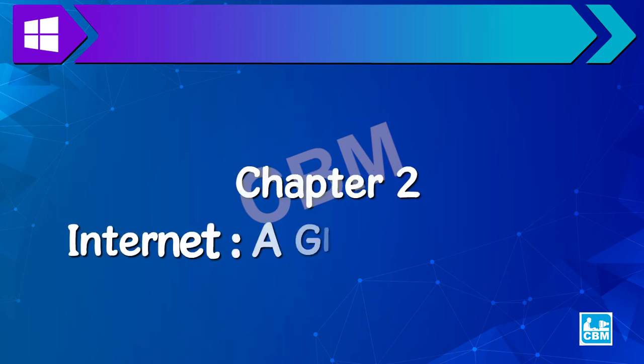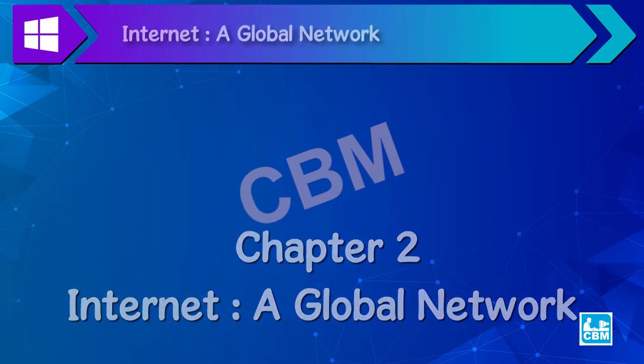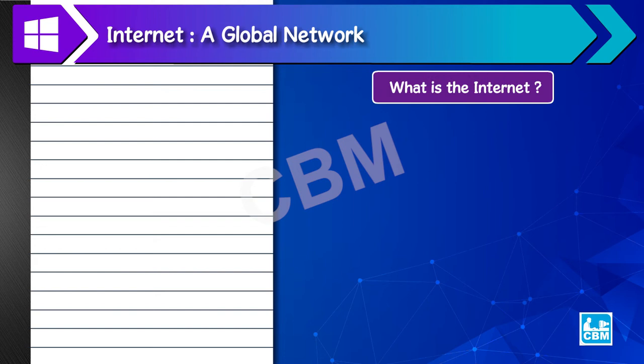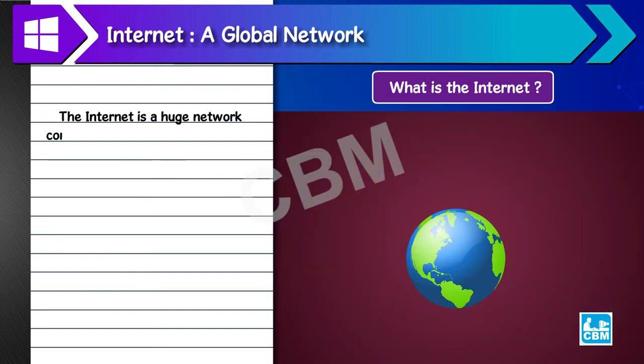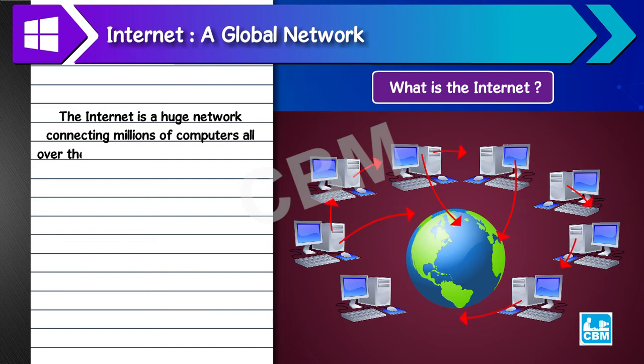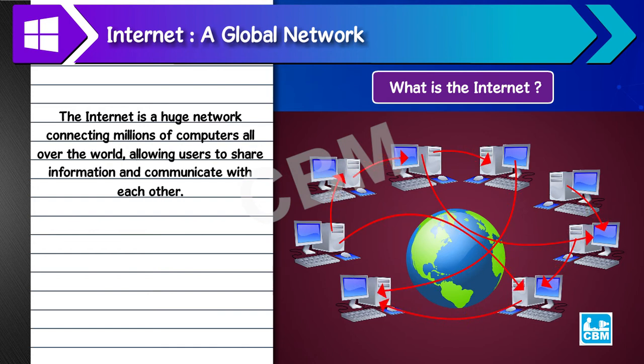Chapter 2, Internet, a Global Network. What is the Internet? The Internet is a huge network connecting millions of computers all over the world, allowing users to share information and communicate with each other.